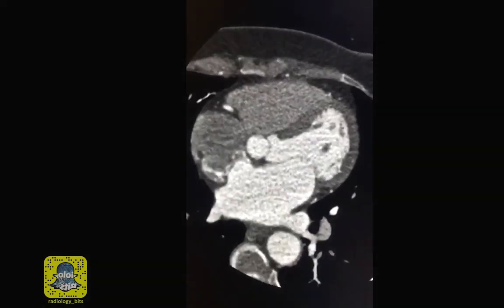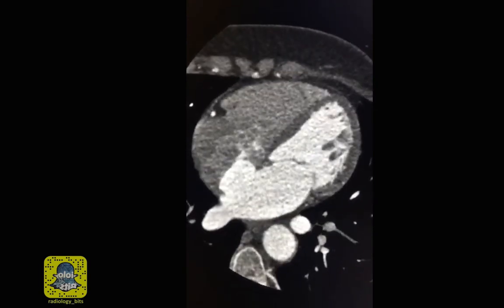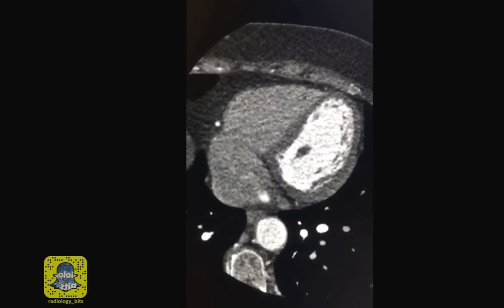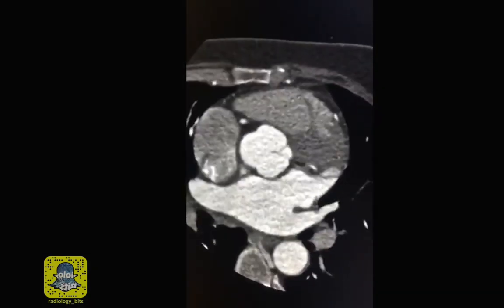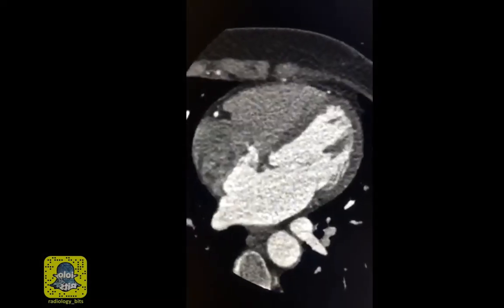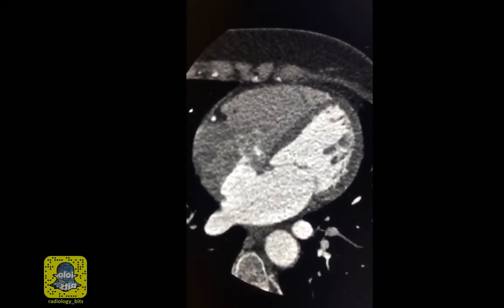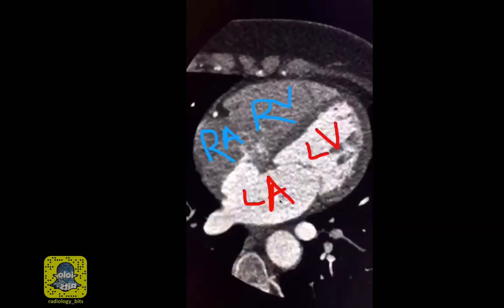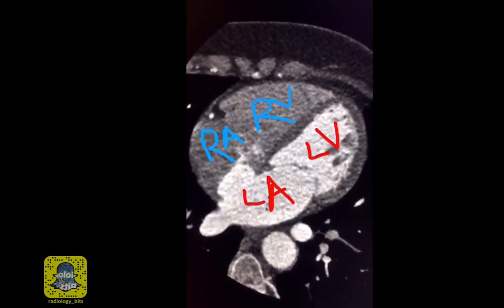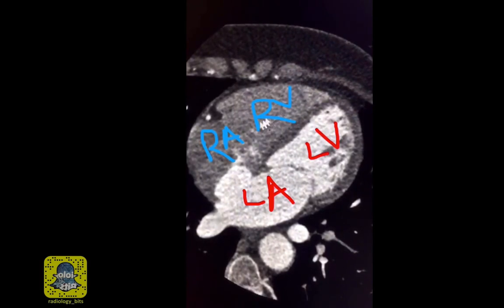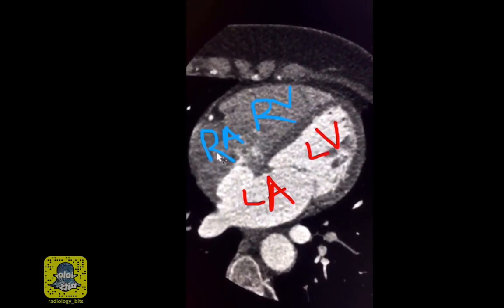This is a cardiac CT on a 57-year-old male patient. The patient had normal coronary arteries, but there was this additional finding here. For the sake of orientation, this is the left atrium, this is the left ventricle, this is the right ventricle, and this is the right atrium.